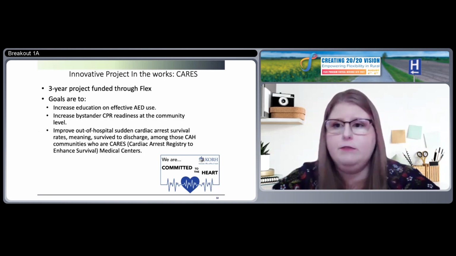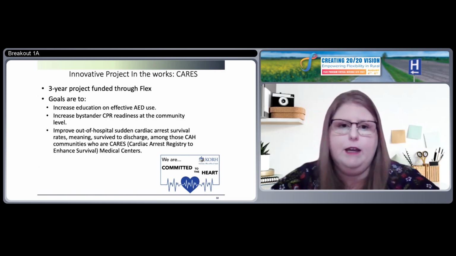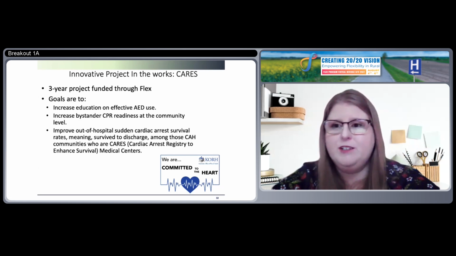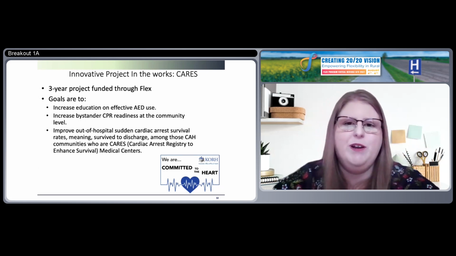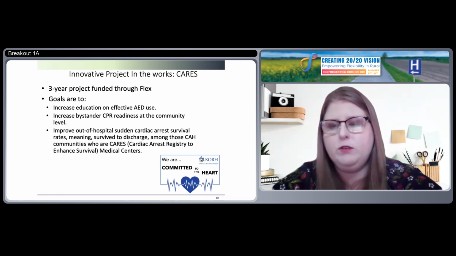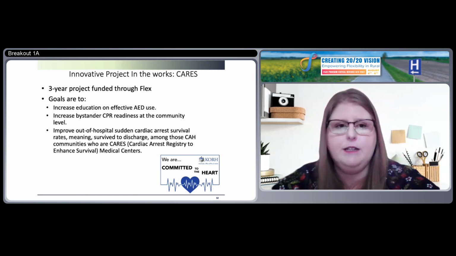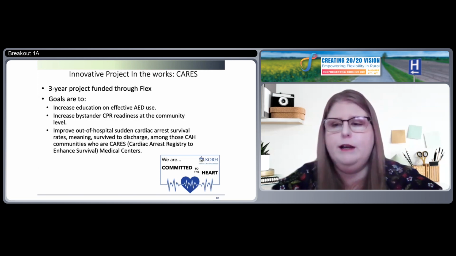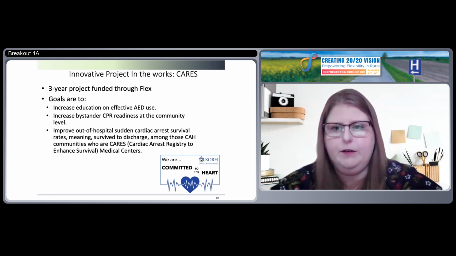And we were lucky enough to be awarded that. And in January of this year, we hired Caleb Williams, and he is the project manager for the supplemental project. And of course, in March, we all got sent home, but we continue to work on this project remotely, and we've definitely faced our challenges, but our goals are to increase education on effective AED use, increase the bystander CPR readiness at a community level, and then out-of-hospital sudden cardiac arrest survival rates. So we sort of consider this an innovative project, but also related to population health.